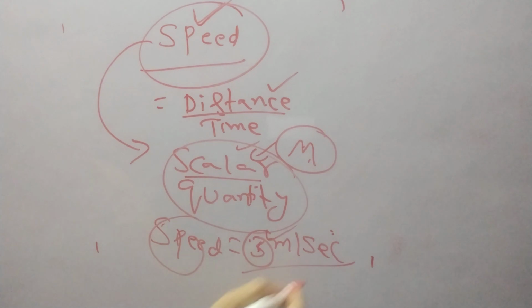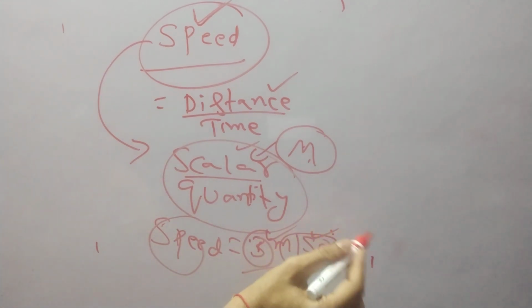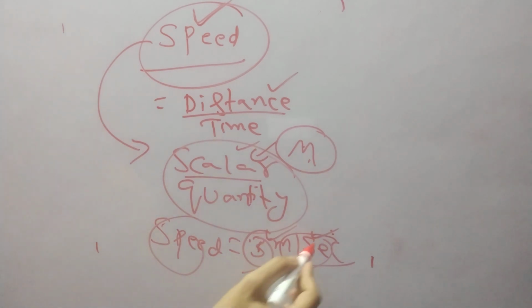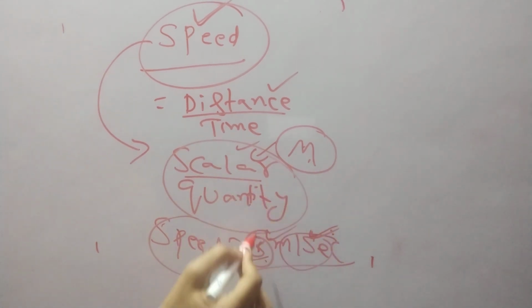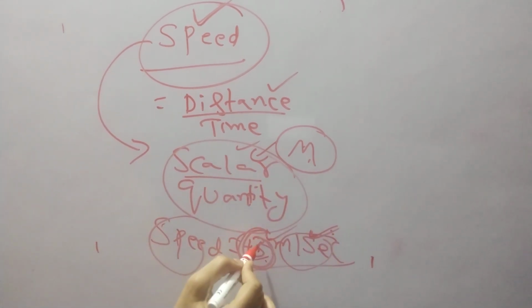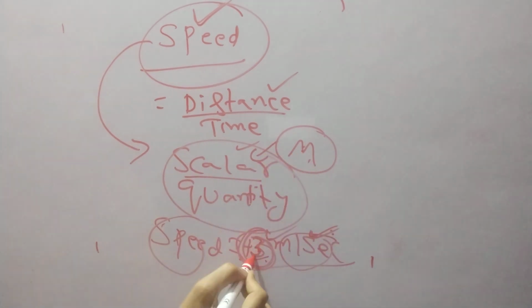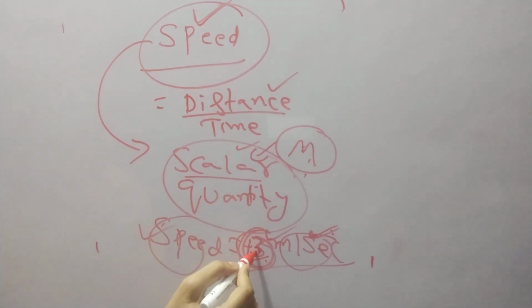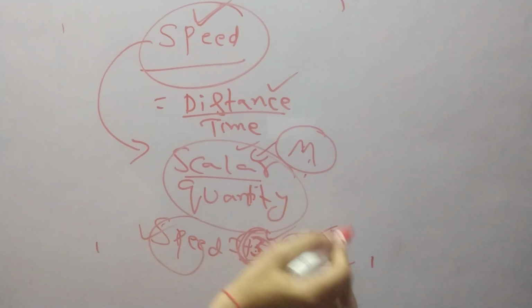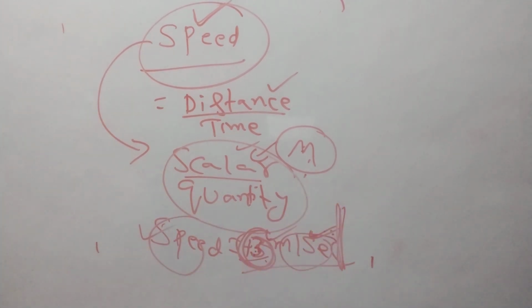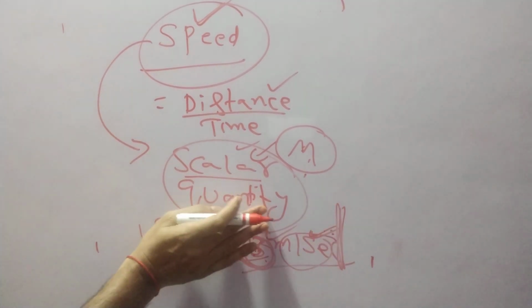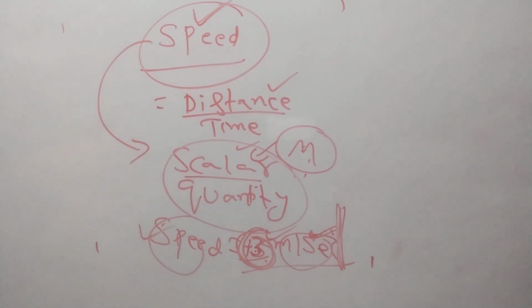3 meter per second. The units and all these things are already explained in other videos; you can refer to that video, right? Here 3 is the magnitude. So your speed has a magnitude value but no direction. Here we are not mentioning any direction. So speed is a scalar quantity, right? This is the first point which you have to focus on for speed.